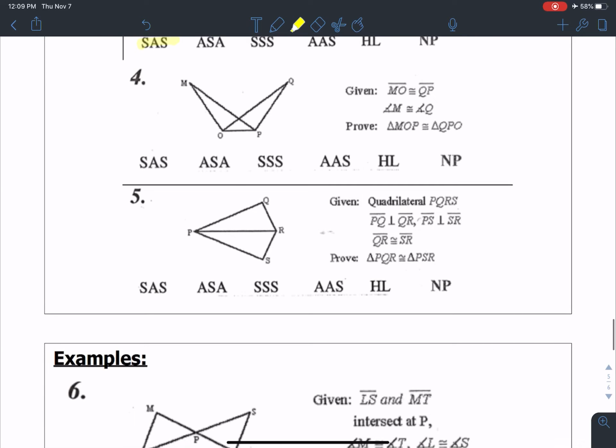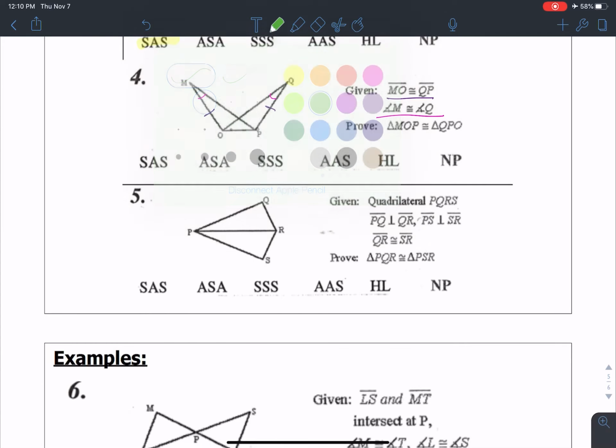Okay, for the fourth one, getting a little bit harder to see in our picture here. So I'm going to show that MO is congruent to QP, MO and QP. Then I'm going to show that angle M is congruent to angle Q. Now in this picture, it's kind of hard to see, but if you were to separate the two pictures, you could see that they both share the side OP. So OP is actually congruent to OP by the reflexive property.